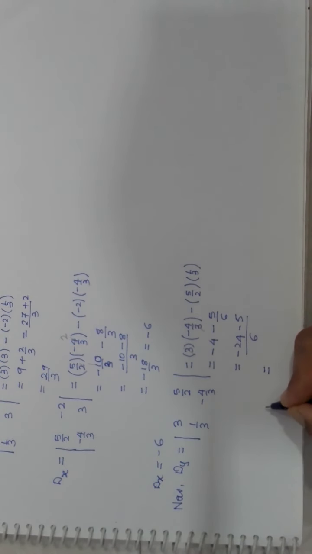Now you can see here very clearly that both the numerators are having sign same. So since sign is same, it will be adding, so you will get 24 plus 5 29 and the sign of larger number, that is -29/6. So we got d as 29/3, we got dx to be as -6 and dy to be as -29/6. Now we will use Cramer's rule and then find the values of x and y.